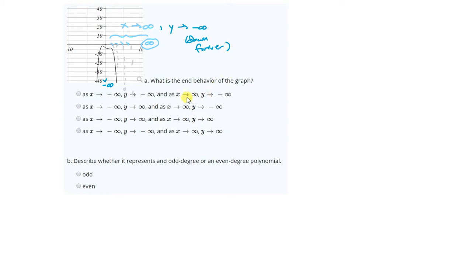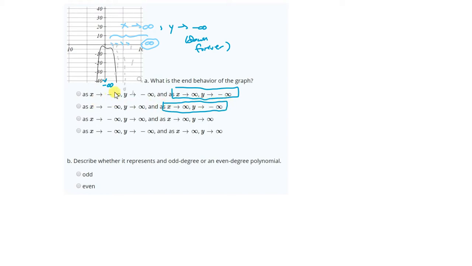So we're looking for that response here. As x goes to infinity, y is going to negative infinity. So that's this choice, and also this choice. Okay, so which one's correct? Well, let's look at the other issue.